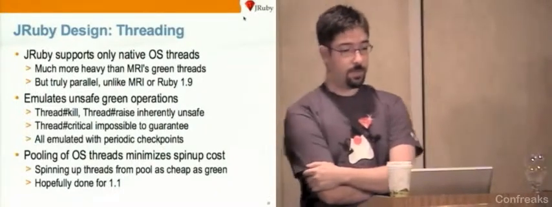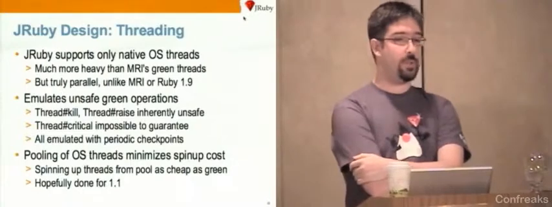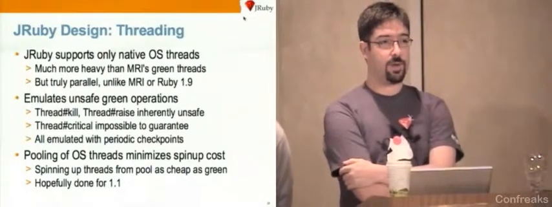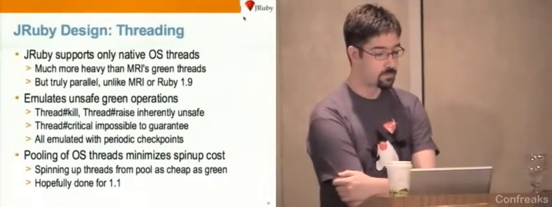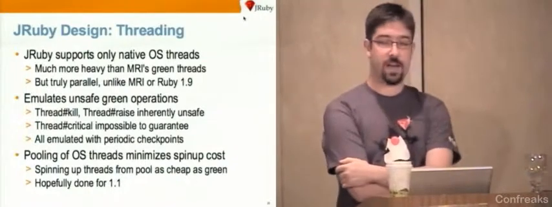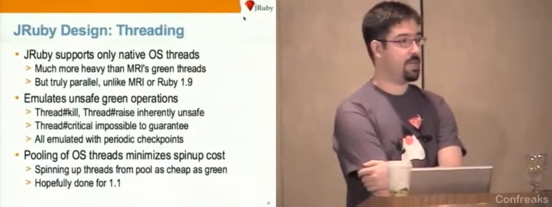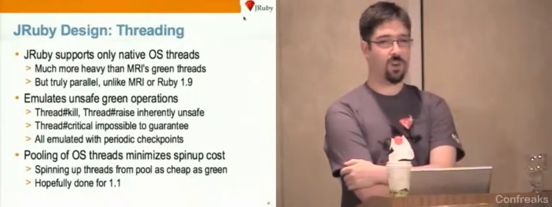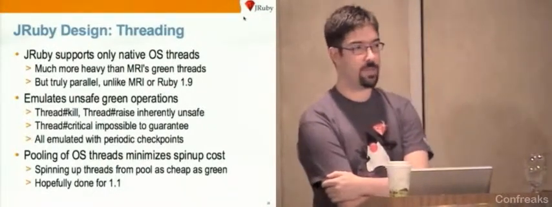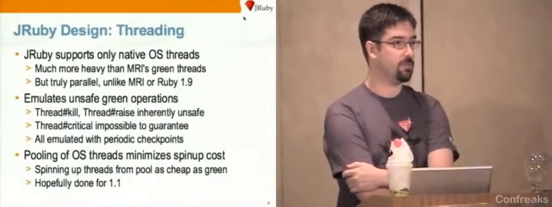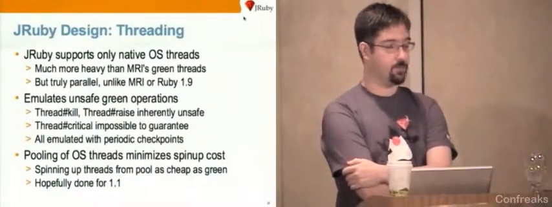So the last bit here, to try and avoid the overhead of spinning up an operating system thread every time you start a Ruby thread, we have a thread pool. This is not complete right now. It should be for 1.1. But this basically makes spinning up a JRuby thread almost as fast as spinning up one of Ruby's green threads, as long as there are threads available in the pool. So hopefully that'll be done for 1.1 as well.